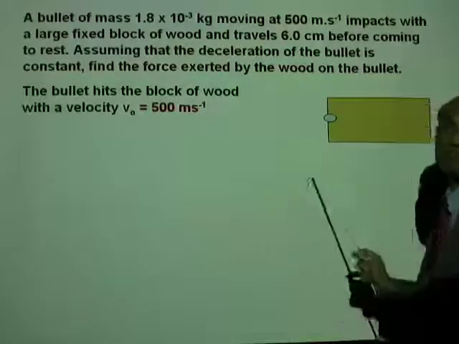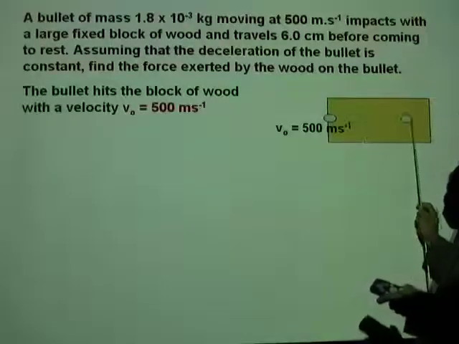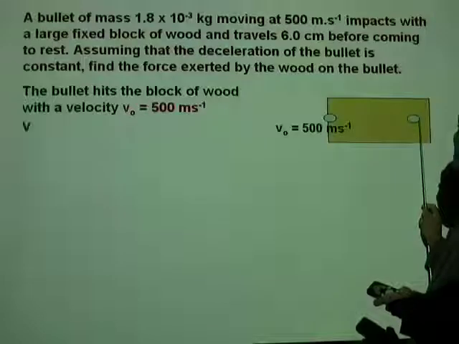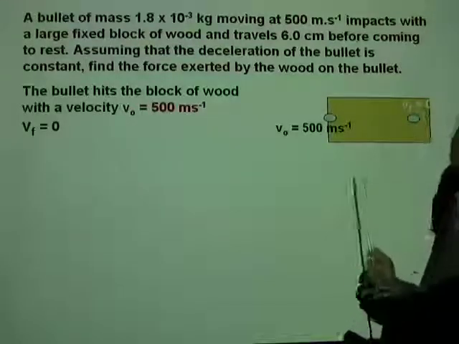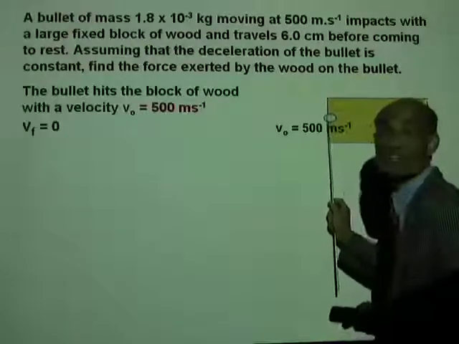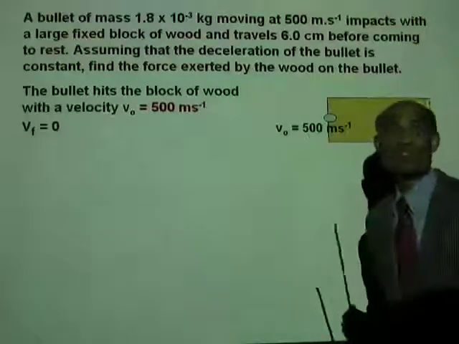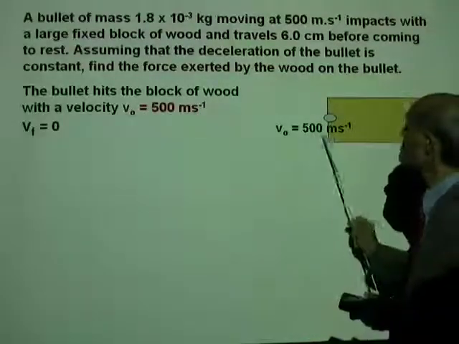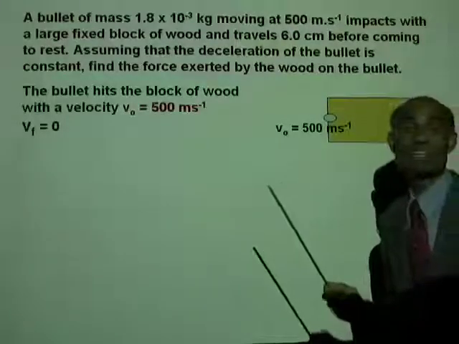V0 is 500 meters per second. And now it is going to go in and stop. Its velocity there is 0. The final velocity is 0. So when the bullet is at the front of the block of wood, its velocity is 500 meters per second. When it is brought to a stop, its velocity is 0.